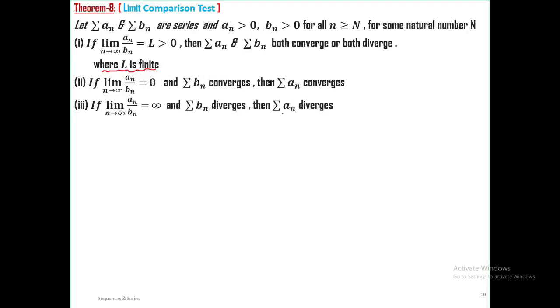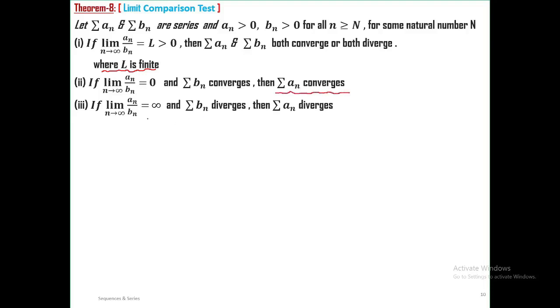Then the conclusion is series an diverges. Okay, the first one: the limit value should be a finite positive number, that means more than 0. Then both converge or diverge together, series an and series bn. Next, if the limit value is 0 and bn converges, then the conclusion is series an converges.